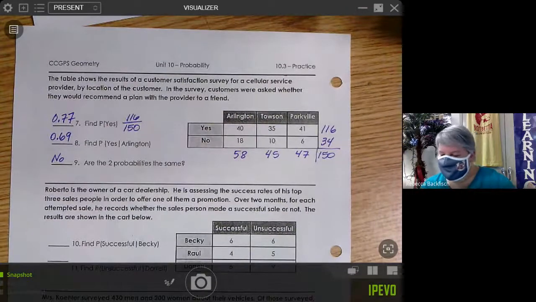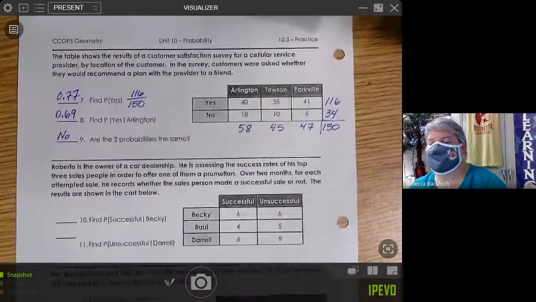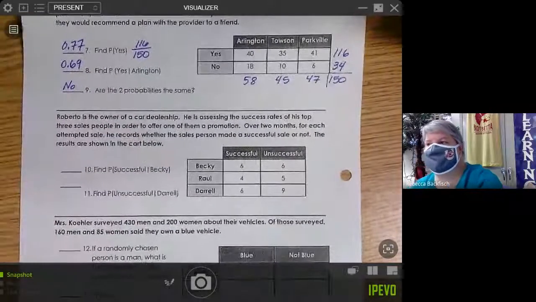Okay, I'm going to pause and let you guys catch up, and then go ahead and try number 10 and 11. I know I just said catch up. Catch up.